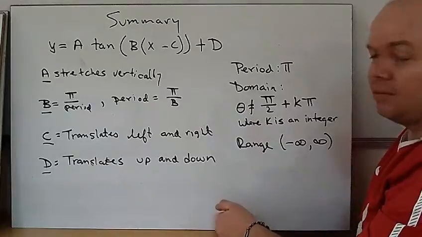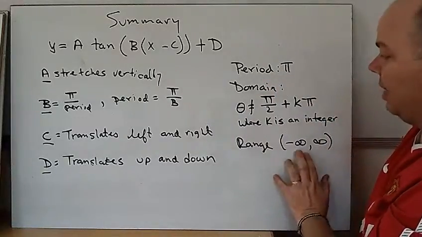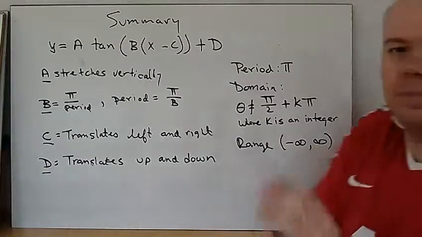And the range, it comes from negative infinity and goes to positive infinity. So the range of the tangent graph is from negative infinity to infinity.